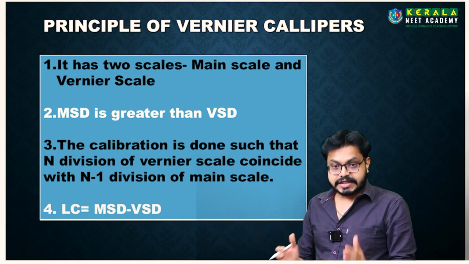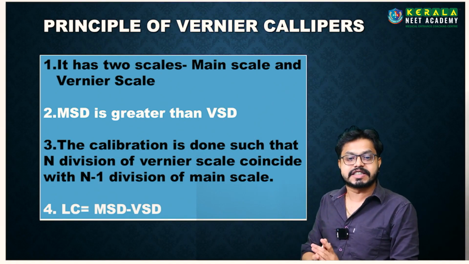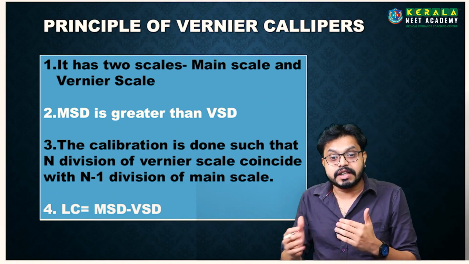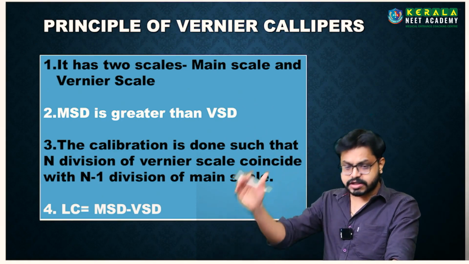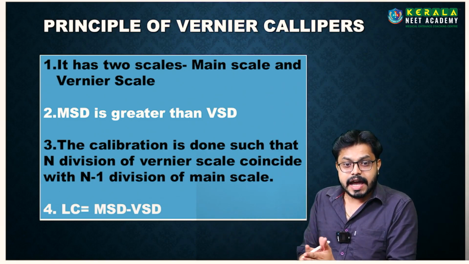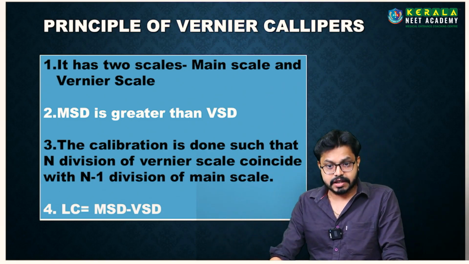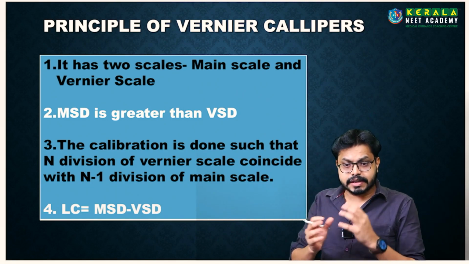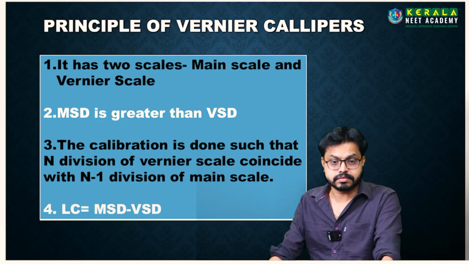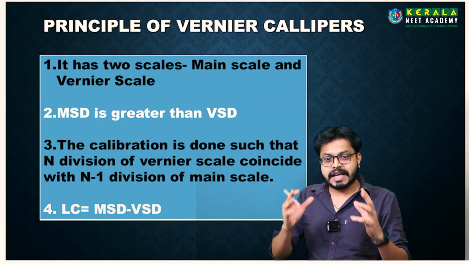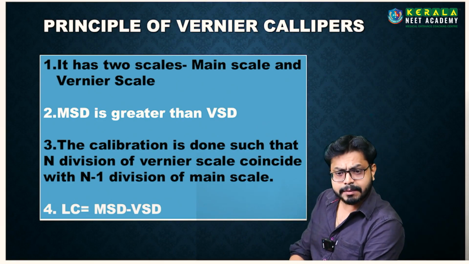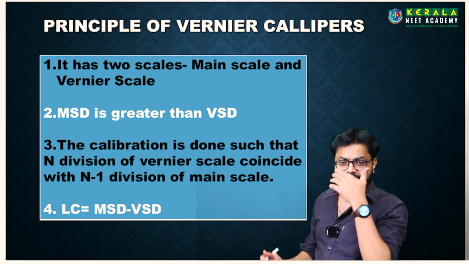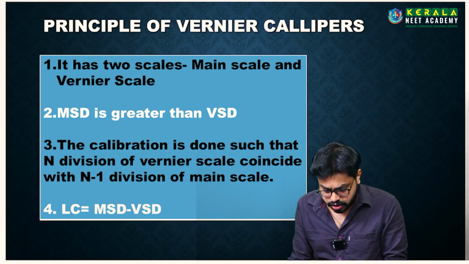Next, the calibration is done such that n divisions of vernier scale coincide with n minus 1 divisions of main scale. Very simple. Then the important thing is the least count. What do you mean by least count? 1 MSD minus 1 VSD, main scale division minus vernier scale division. We can connect the third point and the fourth point with each other.